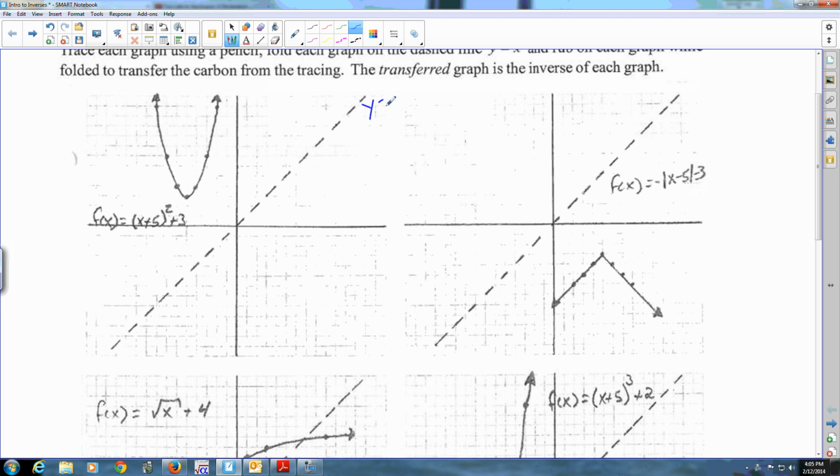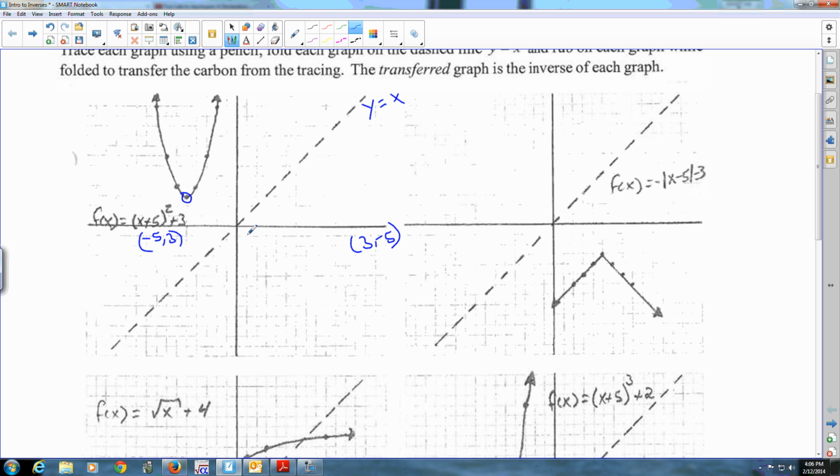So this is the line y equals x. If I fold the graph on this line, that graph would be flipped. Its image would appear over here. How to find it is, let's find the vertex right here. The vertex, remember reading it from vertex form, is (-5, 3). Its image, when you reflect it over this line, is going to become (3, -5). That's what happens when you reflect it.